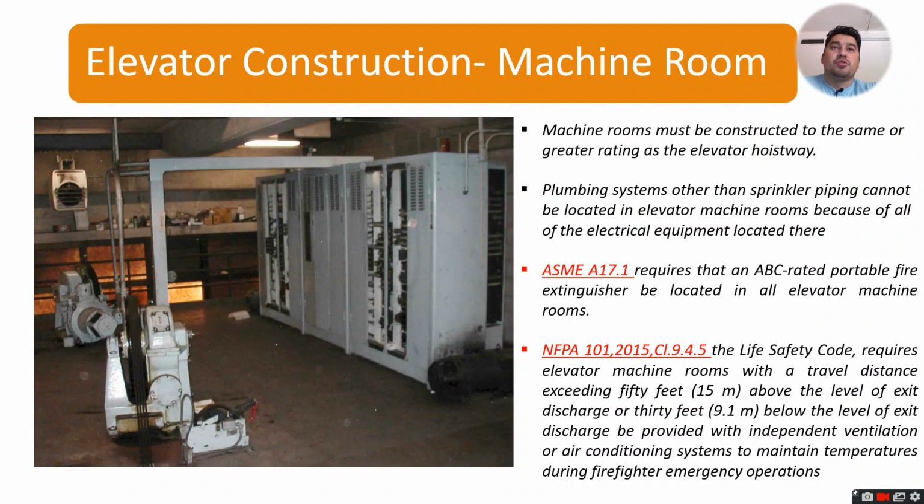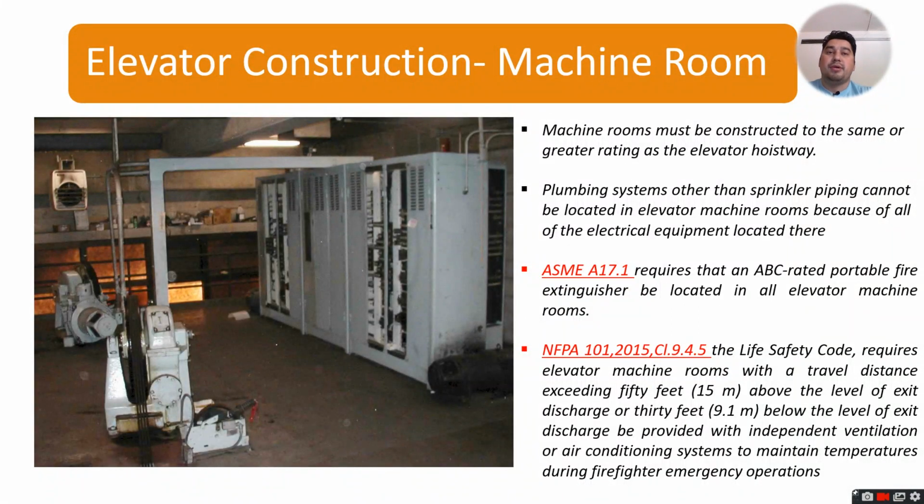Elevator construction, machine room. Machine rooms must be constructed to the same or a greater rating as the elevator hoistway. They should have a 2-hour fire resistance rating or more. Plumbing systems other than sprinkler piping cannot be located in the elevator machine rooms because of all the electrical equipment located there. ASME A17.1 requires that ABC rated portable fire extinguishers be located in all elevator machine rooms.